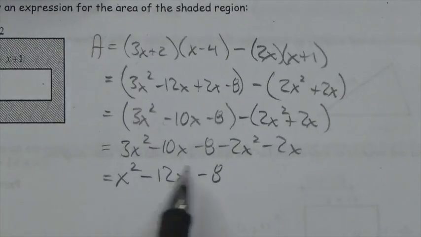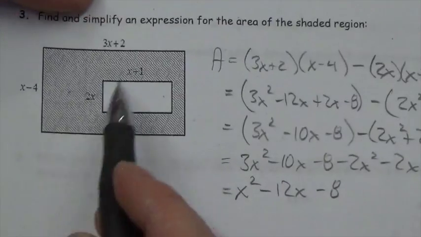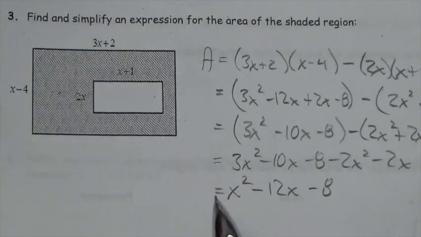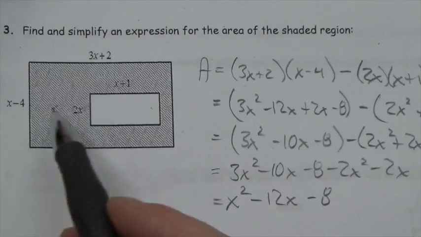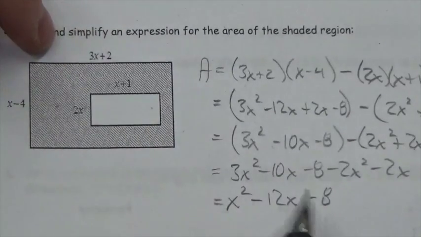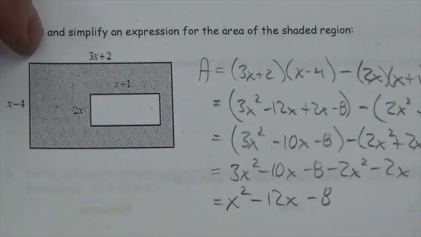And so right here, we know that the area of that shaded region is going to be x squared minus 12x minus 8. Now, by the way, what this means is no matter what value of x I choose to fit into these expressions, this will always give me the area.